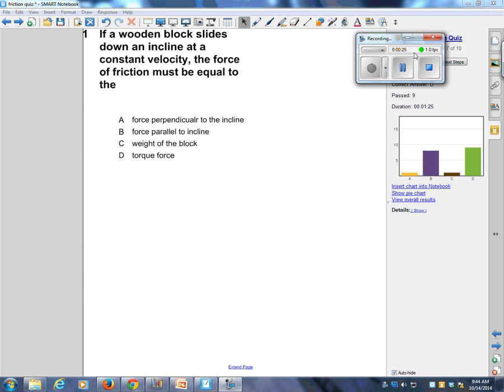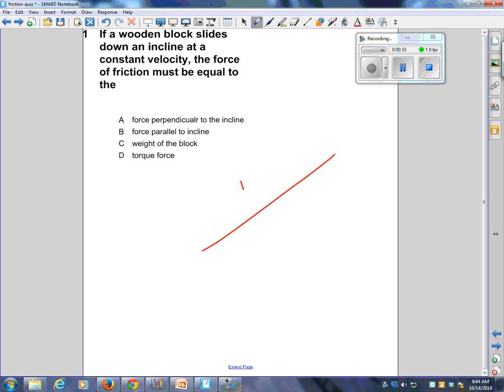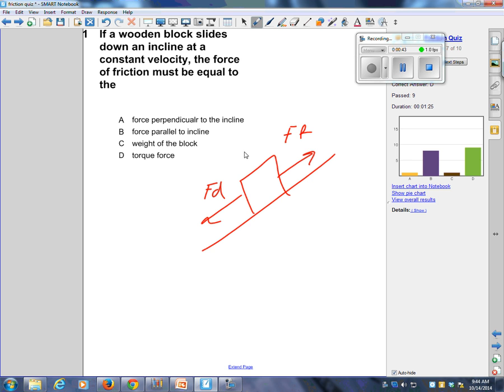If a wooden block slides down an incline at a constant velocity, the force of friction must be equal to the... I guess maybe I should draw a picture here. Wooden block slides down an incline at a constant velocity. The force of friction would have to be equal to the FD, force down the plane, which is the B.